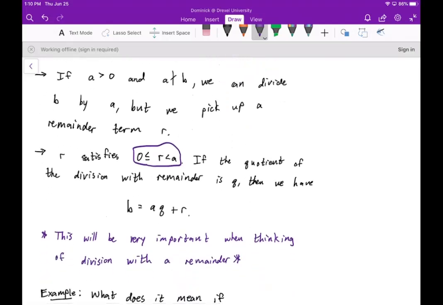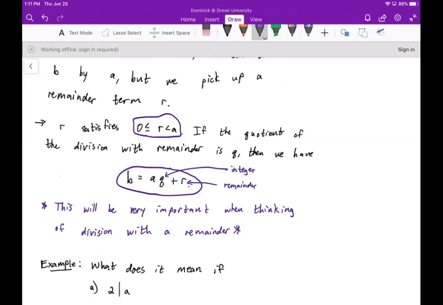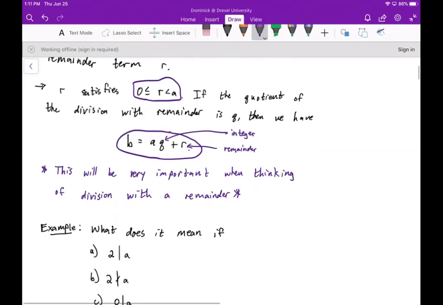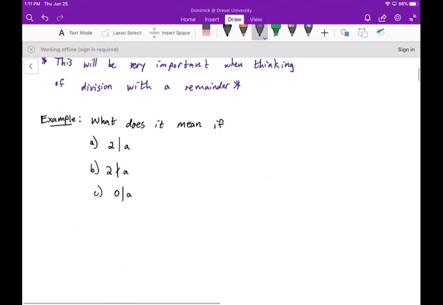Now, we say that the quotient of the division with the remainder is q. Then we have that b is equal to a times q plus r. Again, q here is just some integer, and r is your remainder. And a and b were the original given integers. This is going to be extremely important when we think about division with a remainder. Okay. Now, let's look at some examples.